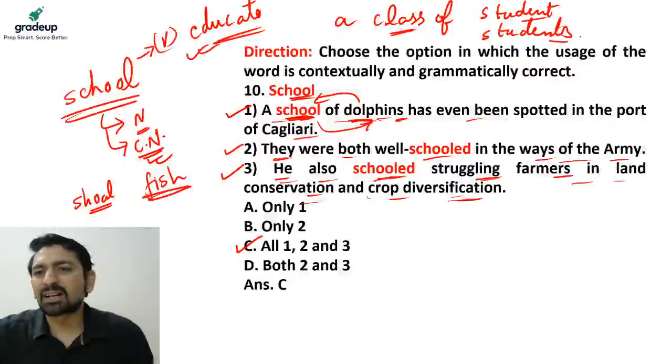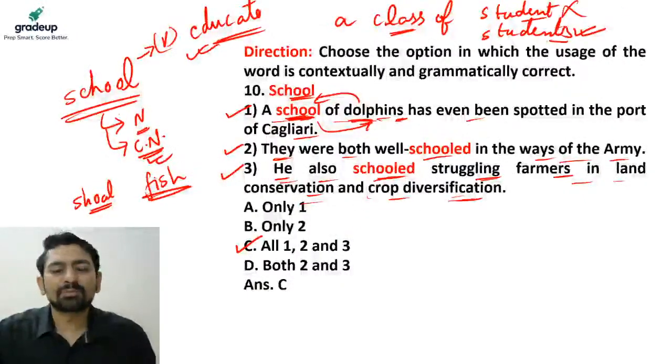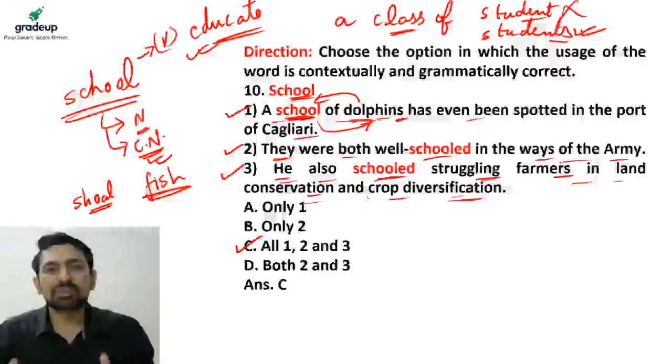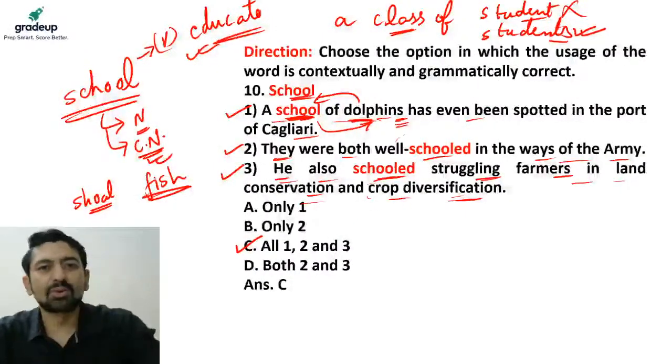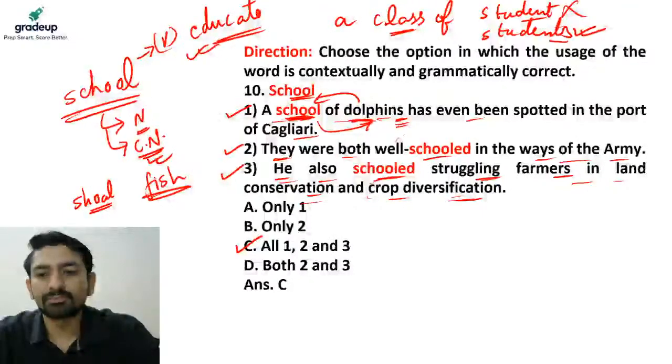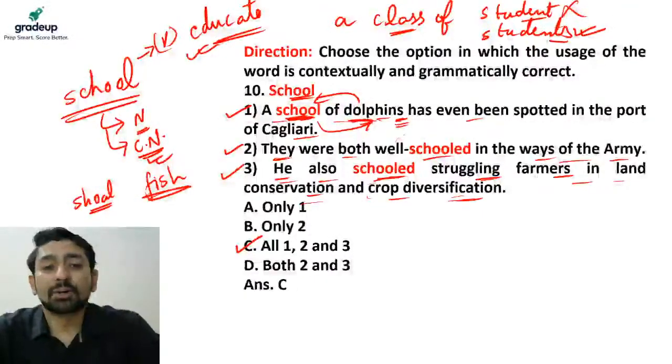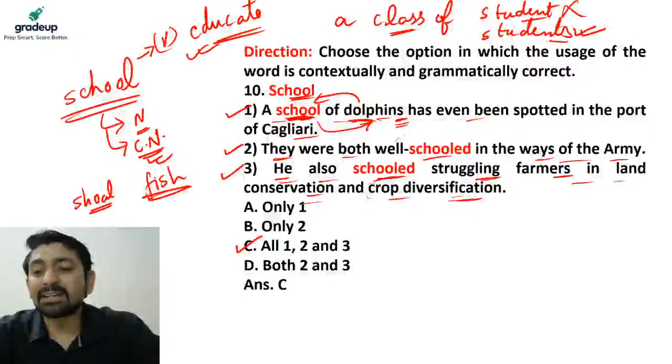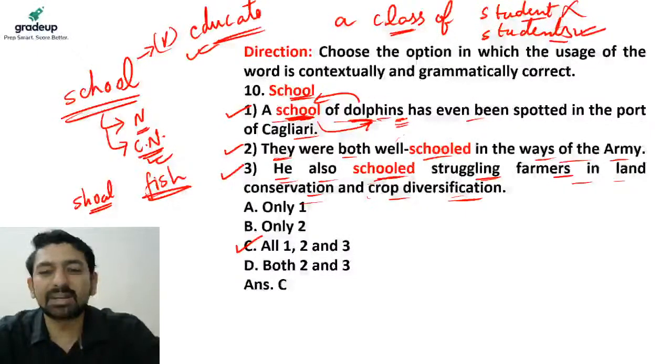It has to be a class of students, because only when the noun is in the plural form, when they come together as one group, they become a collective noun. So you always say class of students. Similarly, you say a school of dolphins as well. Okay? So, Cagliari is the name of a place. It's the port of Cagliari. You can look at the map, Srishti. You'll get to know where Cagliari is.